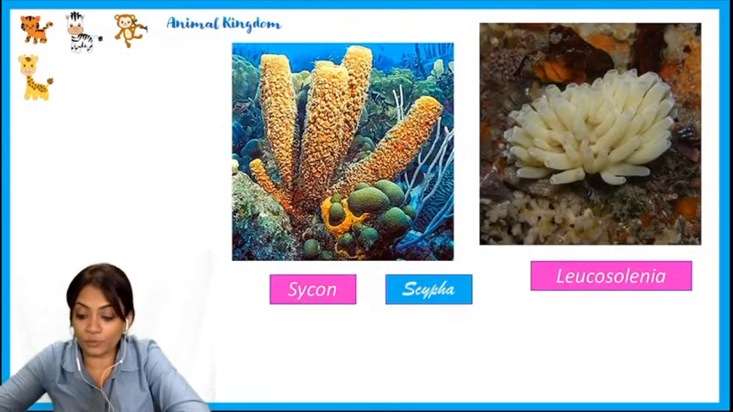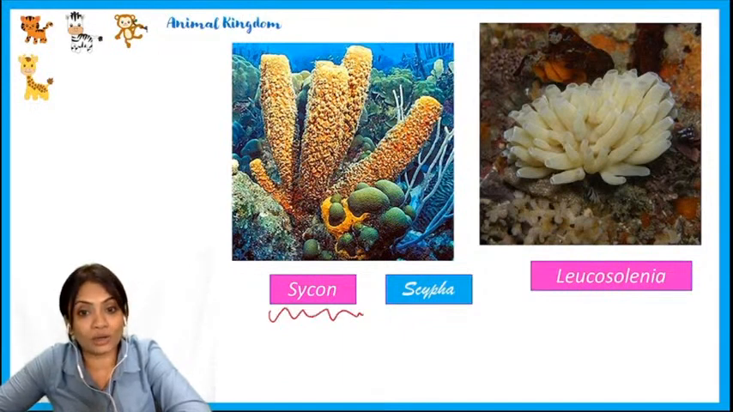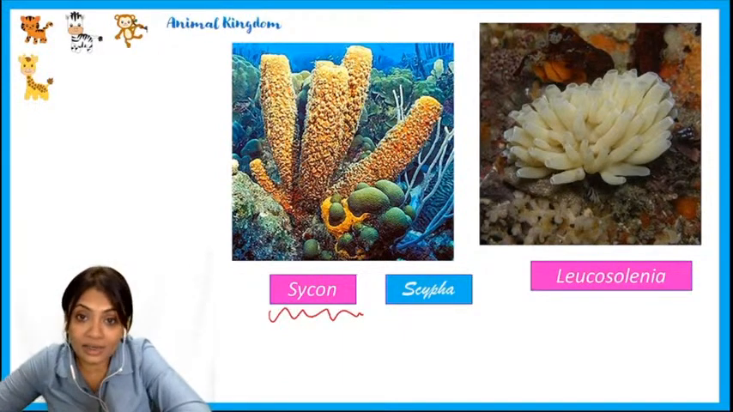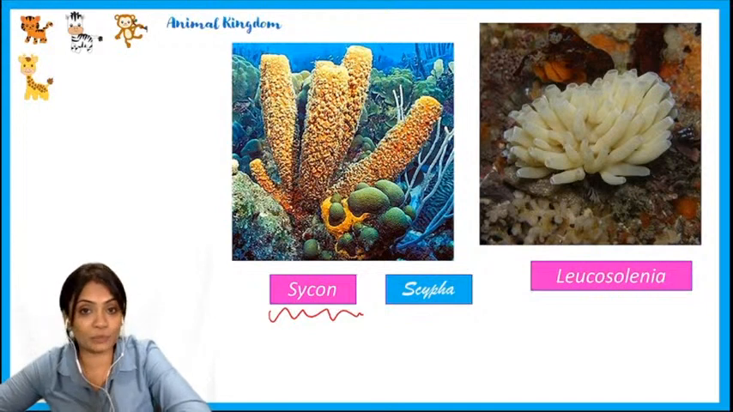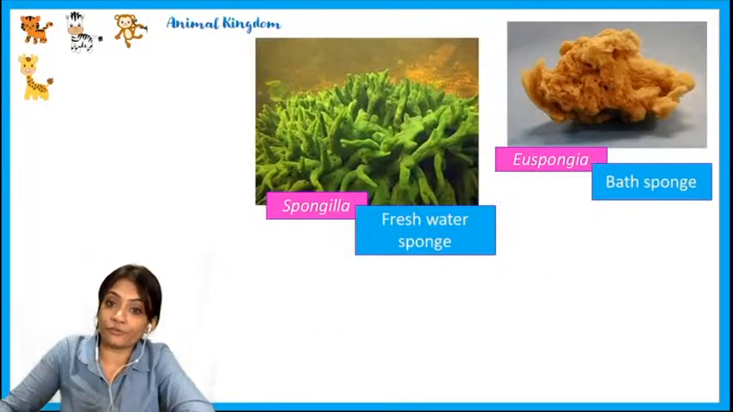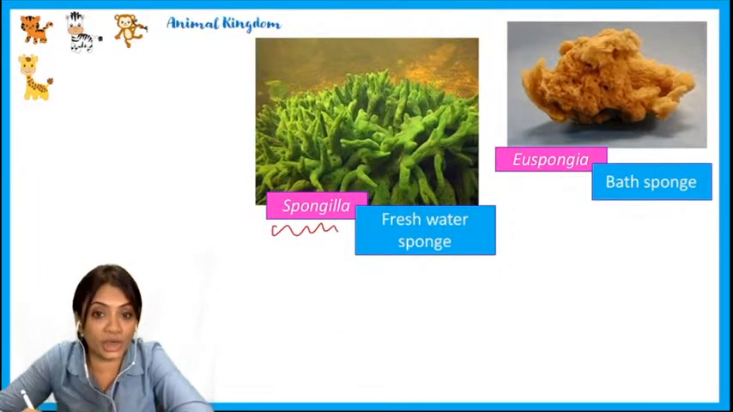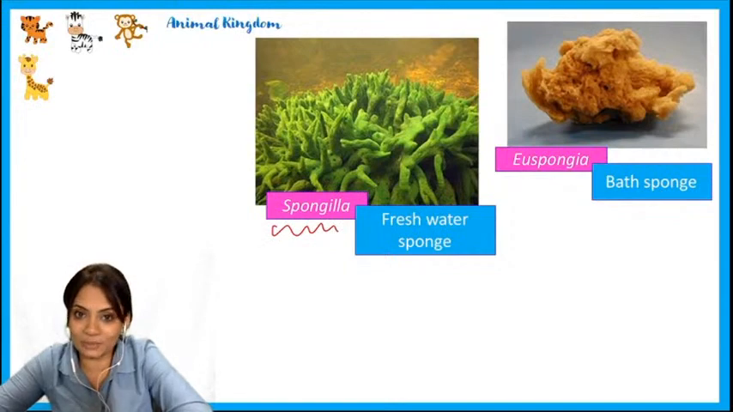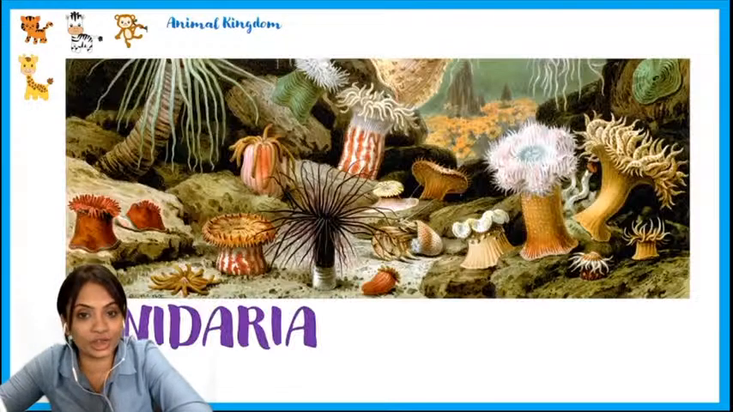Then we saw some important examples here. The first example we studied was Sycon, also known as Scypha. Then the radially symmetrical sponge, otherwise sponges are asymmetrical, was called Leucosolenia. Then we had the freshwater one, which was called Spongilla. Then we had the bathing sponge, which was called Euspongia.